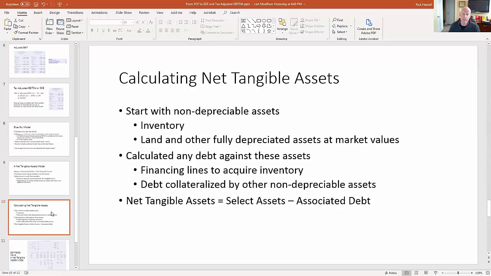And then we're going to think about calculating any debt against the assets. So that would include financing lines on any of this inventory. For example, I know a company that sells high value technology, so computer servers and such that might cost a user or consumer, which might be a business, $200,000 or $300,000. Well, that's going to be brought into the company as inventory, but the manufacturer very often will finance that inventory for the business to whom they've sold it.